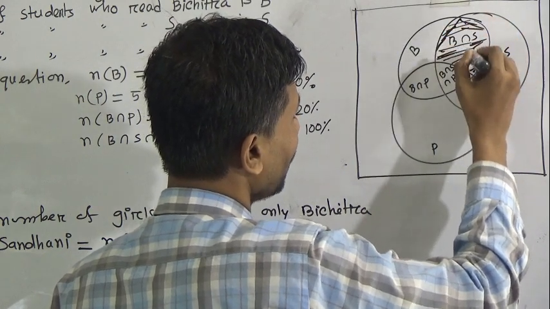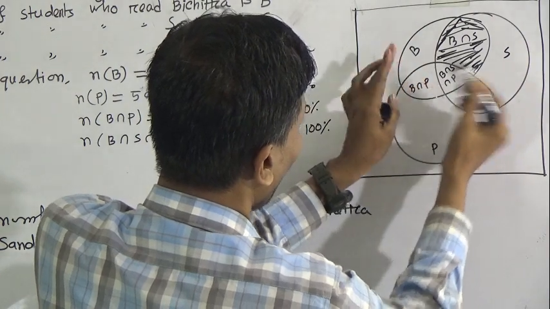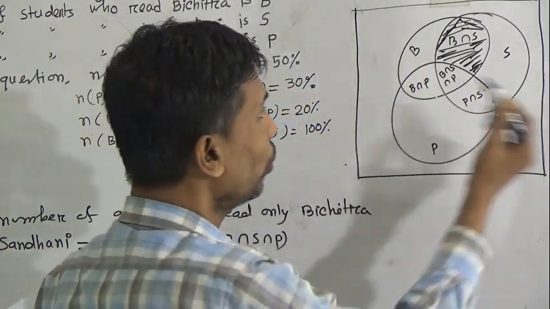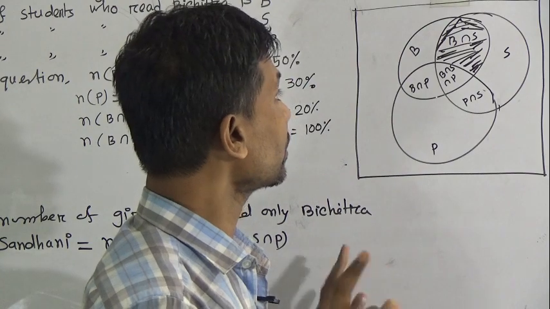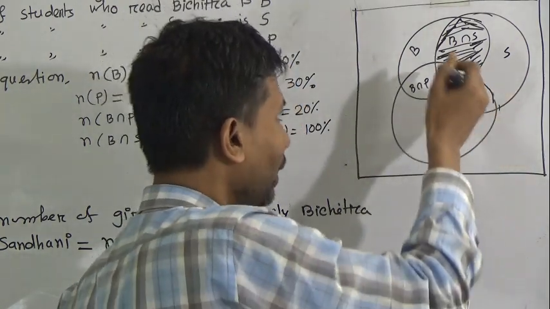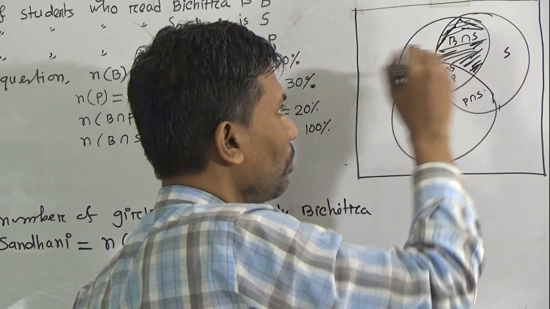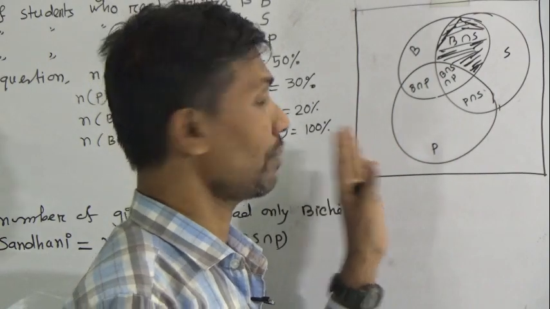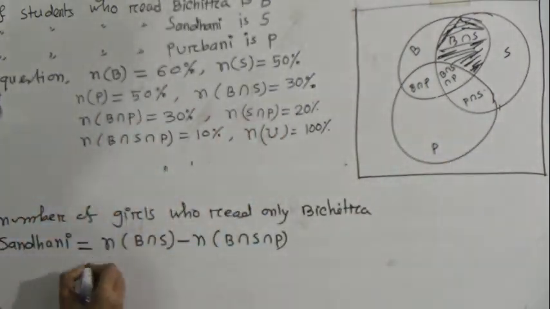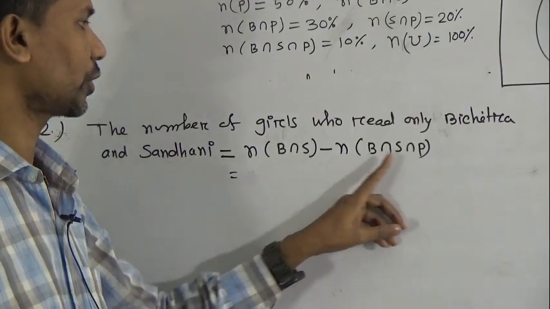But you see, in this area there are also 10 students who read Bicitra, Shandani and Purvani. But our question is just only 2 magazines. So we have to subtract this area, that means B intersection S intersection P. That means the set of those who read the 3 magazines is subtracted. So I have written number of B intersection S minus number of B intersection S intersection P.